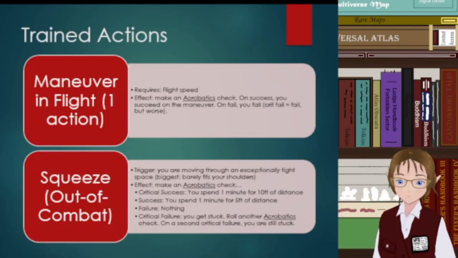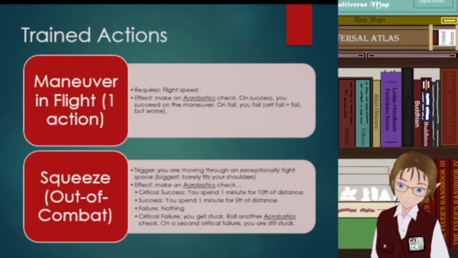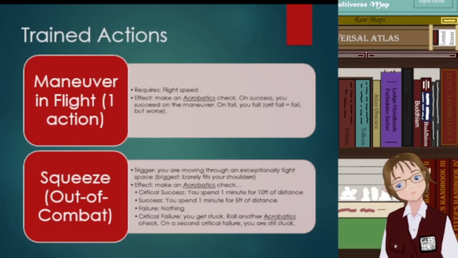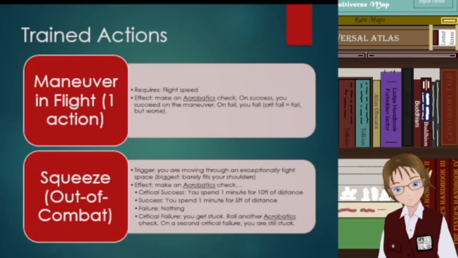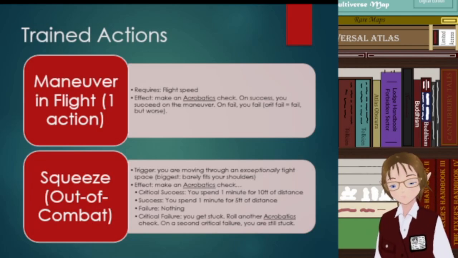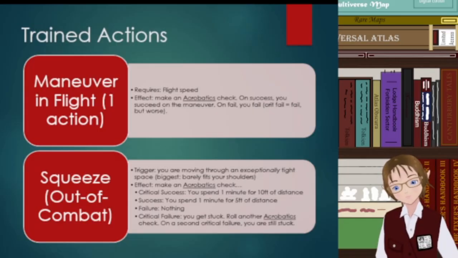On a failure, you fail to fit in the hole, so nothing happens. But on a critical failure, you do manage to squeeze yourself in, but you get stuck, forcing another Acrobatics check. As long as you don't roll a second critical failure, you get loose from being stuck in the hole, but you're likely going to end up back where you tried to climb into it.